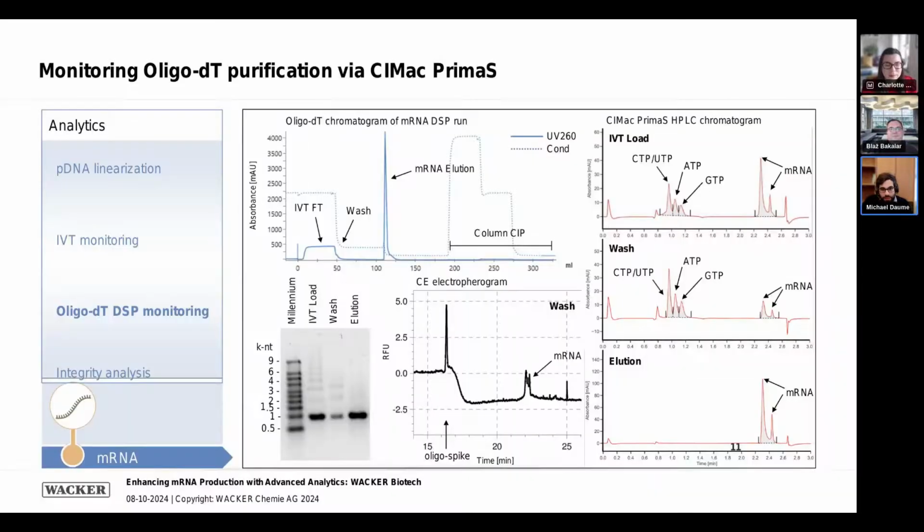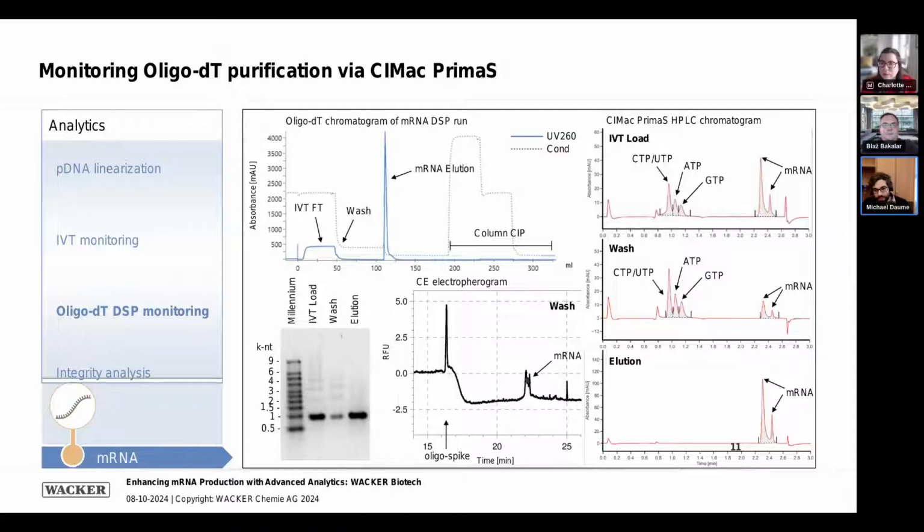Okay, this is for Michael. What is this laddery pattern that you can observe for your mRNA in the agarose gel? Yeah, let me share my screen. So I guess you mean that one. Yeah, so I'm not 100% sure. It's no plasmid DNA. So here we use the PCR template for mRNA production. It might be some secondary conformation of this mRNA.